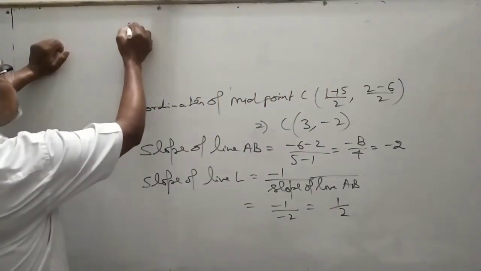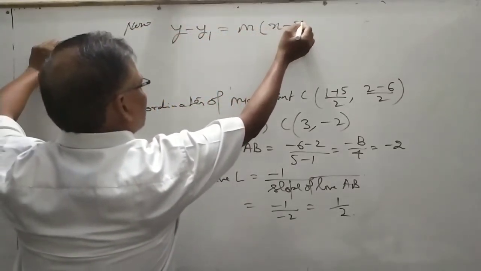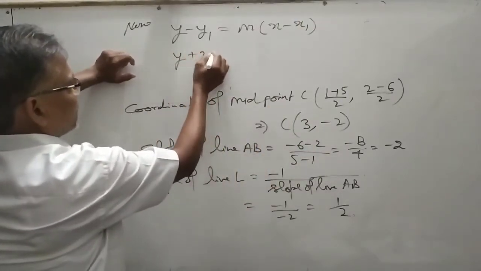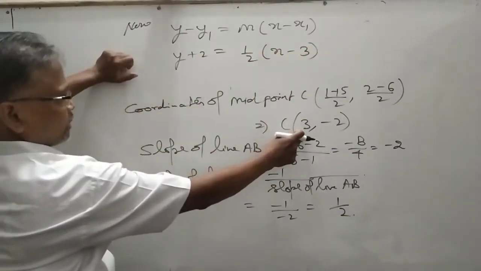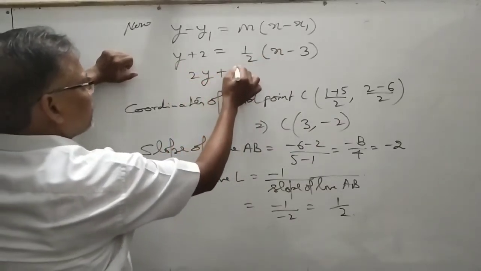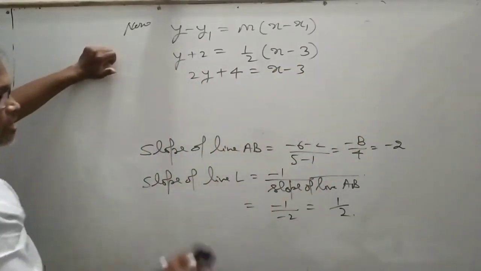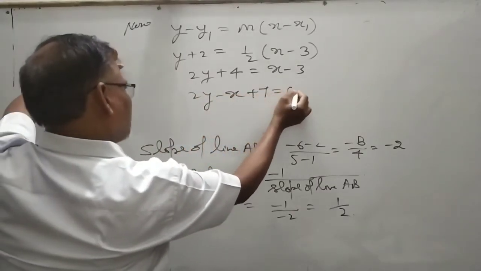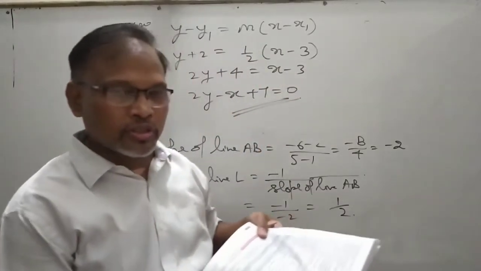Now y minus y1 is equal to m into x minus x1, and put the values: y minus minus, which becomes plus, and m is 1 by 2, x minus 3, putting the point x1 and y1 here. So multiply this, 2y plus 4 is equal to x minus 3, and then simplify, you will get your answer. x minus 2y minus 7 is equal to 0. This is the equation of the line. So in this way you can do the other questions also.